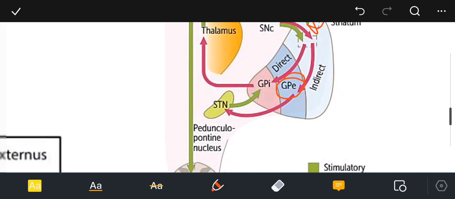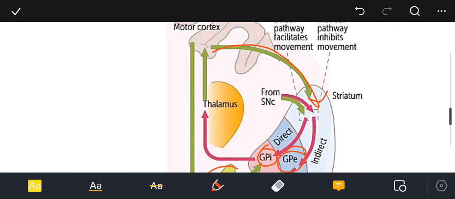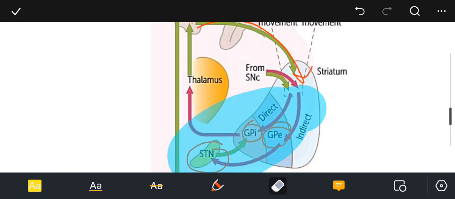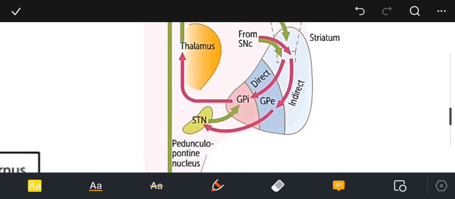Then from the globus pallidus externa, the neurons will go to the subthalamic nucleus. From subthalamic nucleus, the neurons will come back to globus pallidus interna, and from there to thalamus, and then to the motor cortex. So why is it called indirect pathway? Because the signals cannot come from the striatum directly to the globus pallidus interna.